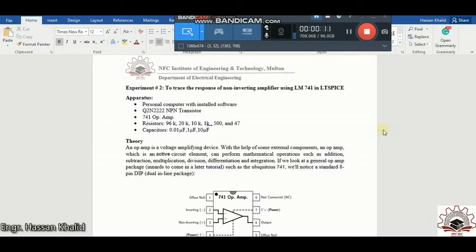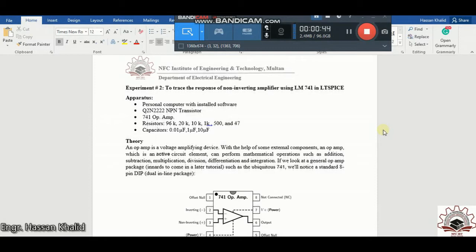Today we are going to perform lab 2, in which we need to trace the response of a non-inverting amplifier using the LM741 in LTSPICE. Previously, we performed the amplification process using the NPN transistor, which was the conventional internal circuit, the generic form of the circuit that lies inside the IC.